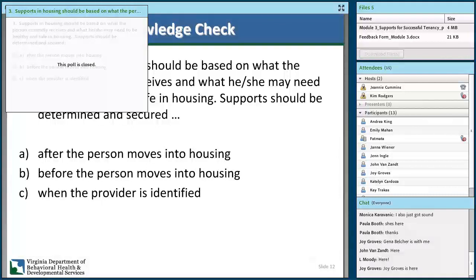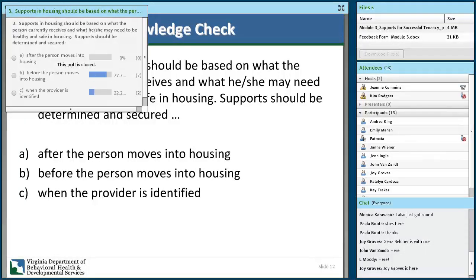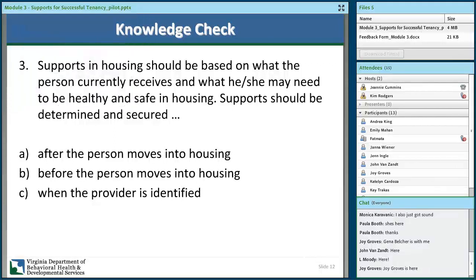All right, Kim, I think we're ready to close the poll. And nice job. Most of you answered B, before the person moves into housing. It's really important to know what supports a person currently receives and what supports a person will need when she or he moves into housing in order to ensure his or her health and safety once they get into independent housing.